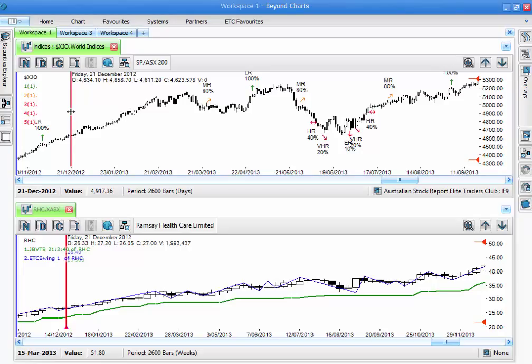Here's a classic example. This is one, Ramsay Health Care. This has been an outstanding stock for many, many years. And this is the sort of thing that even in 2012, the 14th of December, just prior to the end of the year, you can see 100% market risk rating. We're in a low market risk time.